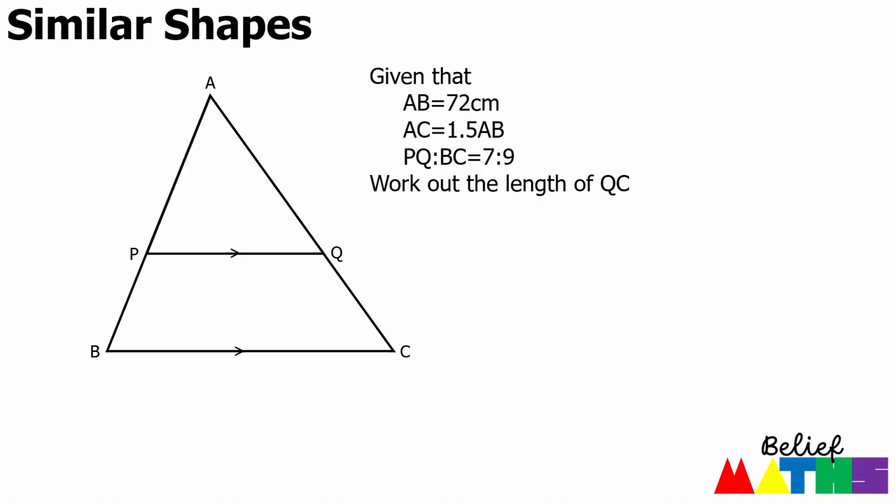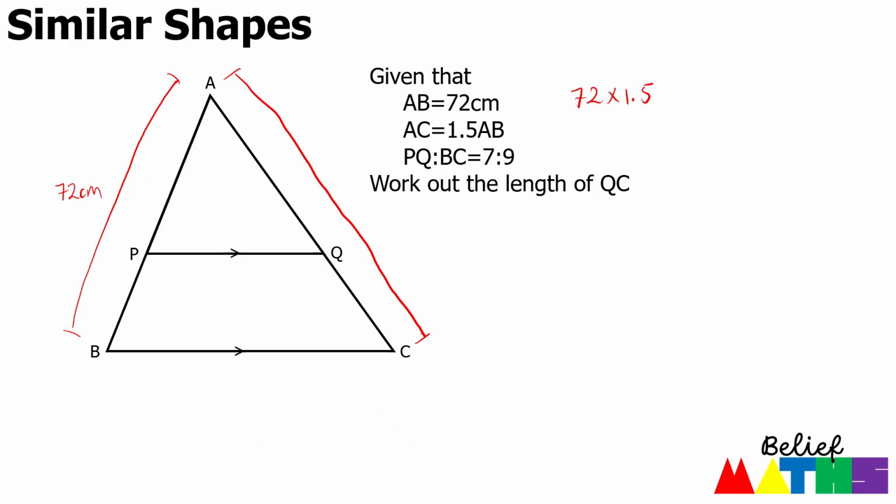Now in this question we've got similar shapes or similar triangles, and we're just going to try and translate all the information that we're given onto the diagram. So the first thing, AB is 72, so this length from A to B is 72 centimeters. It then tells us that AC, so from here all the way down to here, is 1.5 times AB. Well, if we figure that out, that's 72 times 1.5, and we get 108. So this length is 108.